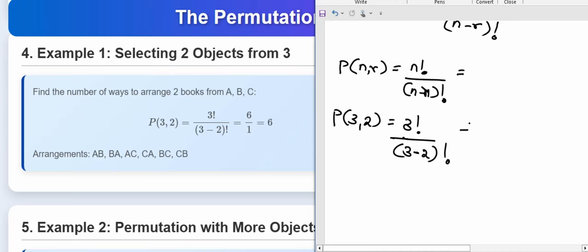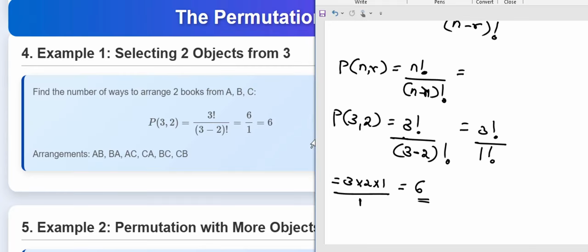And then this means 3 factorial divided by (3 minus 2) factorial. 3 minus 2 is 1, and 1 factorial is just 1. 3 factorial means 3 by 2 by 1, divided by 1 factorial, which is just 1. So it becomes 3 by 2 by 1, which is 6. So I can arrange 2 books out of the 3 books in 6 different ways.